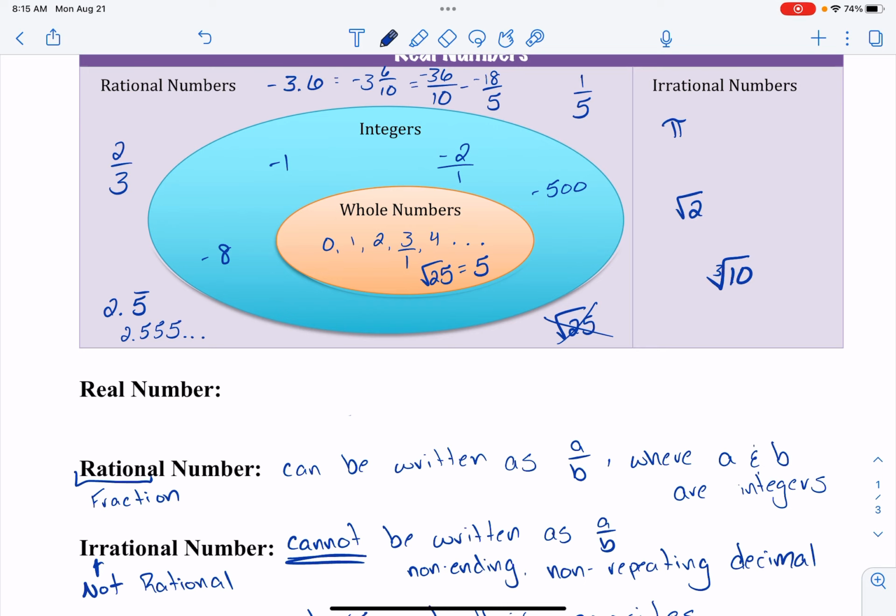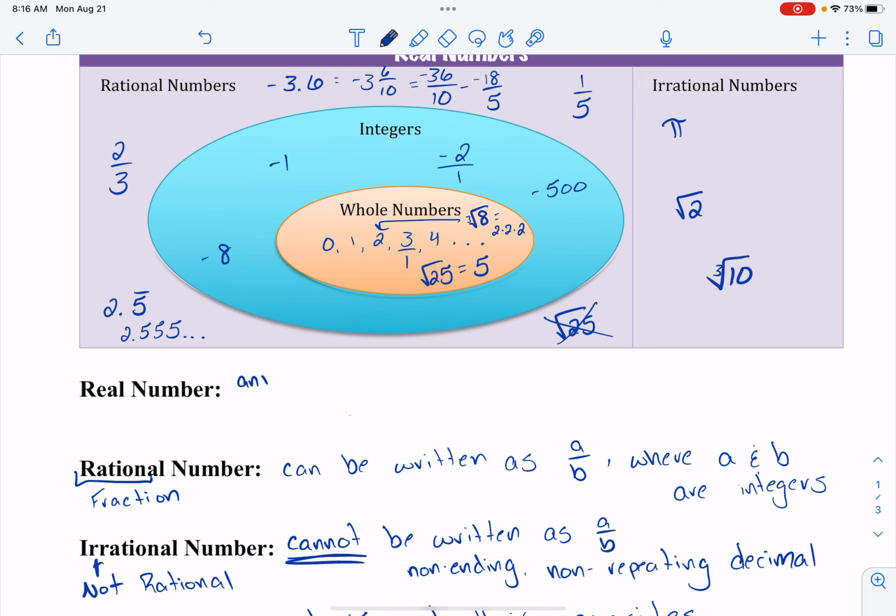For example, the cube root of 8 is a whole number because that's actually 2, because 2 times 2 times 2 is 8. Okay, so a bit of review there. Now we put these two numbers together and we get a real number.